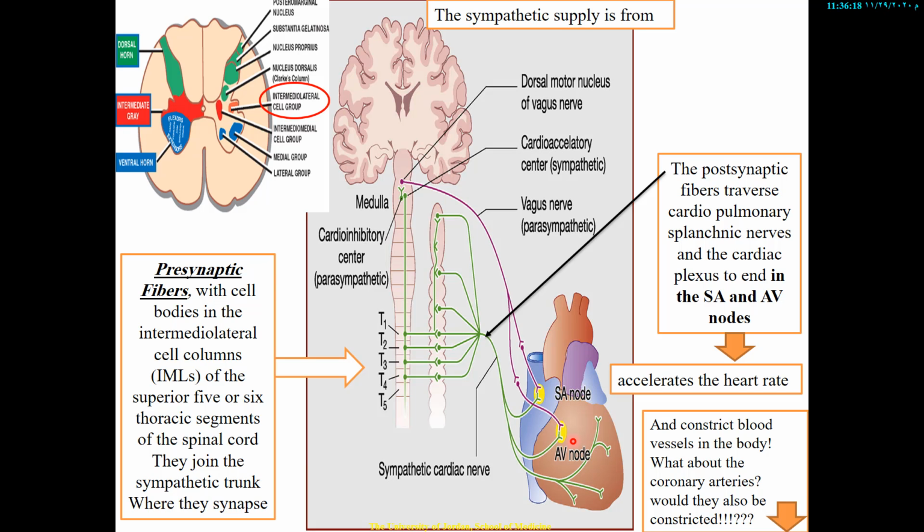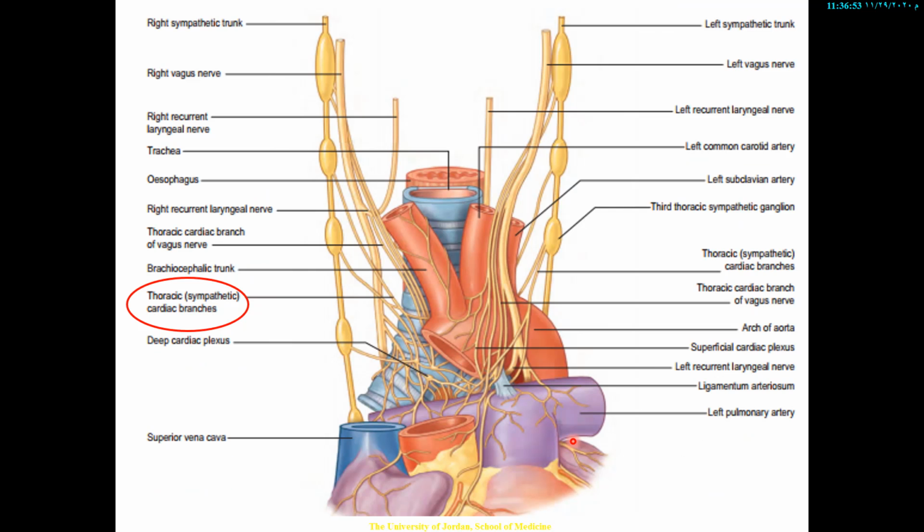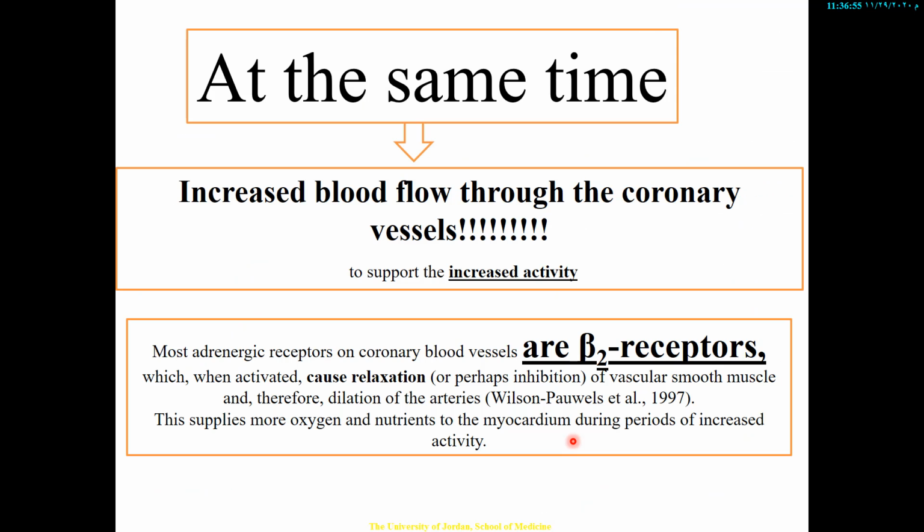Now, if you are saying that the sympathetic innervation is to increase the rate of the heart, this means more oxygen should go to the heart, and this means that the coronary arteries should be relaxed to get more blood. So that's why we need to ask what is the influence of the sympathetic nervous system on the coronary arteries, and the answer, of course, is in this slide.